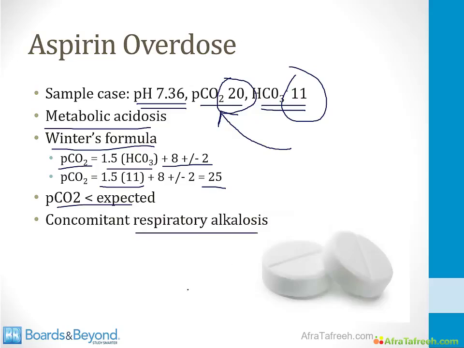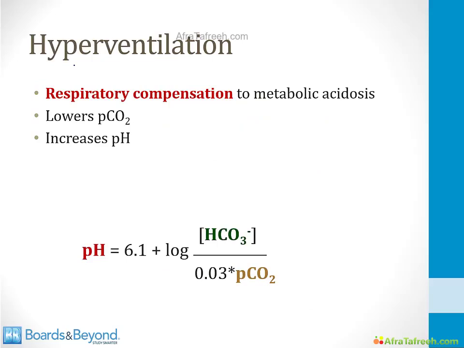So in a board question on aspirin overdose, they may describe a patient who ingested an unknown substance. And the way you're going to know it's an aspirin overdose is by applying Winter's formula and identifying that it's a mixed disorder of an anion gap metabolic acidosis with a concomitant respiratory alkalosis. So now we've gone through all the causes of metabolic acidosis, and I'll finish this video by going through a couple of odds and ends related to metabolic acidosis disorders.